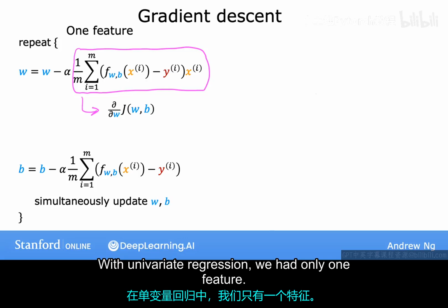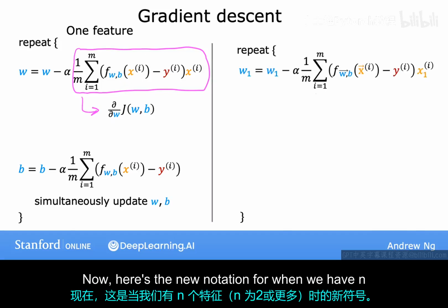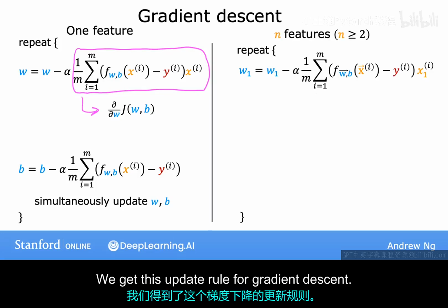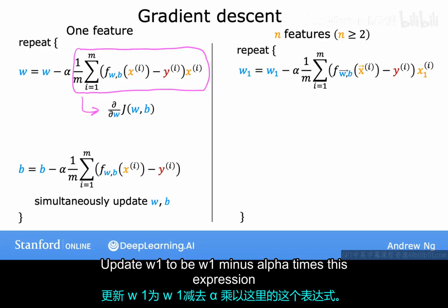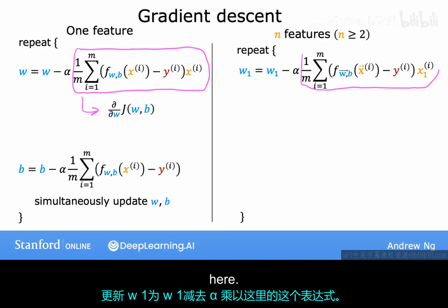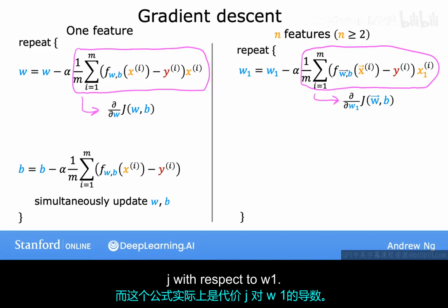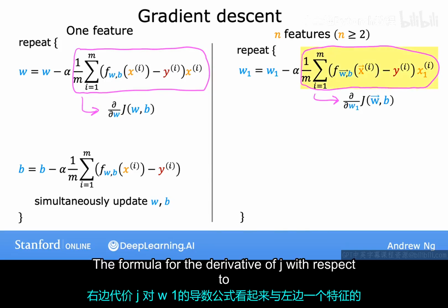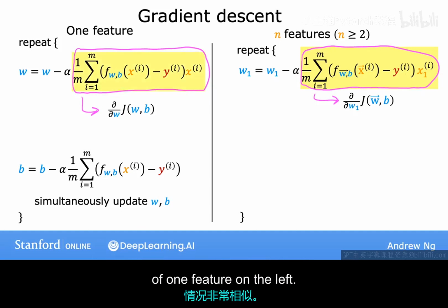With univariate regression, we had only one feature. We call that feature xi without any subscript. Now, here's the new notation for when we have n features, where n is 2 or more. We get this update rule for gradient descent. Update w1 to be w1 minus alpha times this expression here. And this formula is actually the derivative of the cost J with respect to w1. The formula for the derivative of J with respect to w1 on the right looks very similar to the case of one feature on the left.